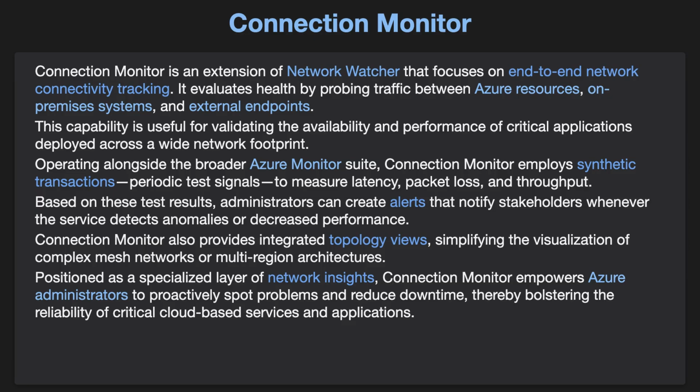Based on these test results, administrators can create alerts that notify stakeholders whenever the service detects anomalies or decreased performance. Connection Monitor also provides integrated topology views, simplifying the visualization of complex mesh networks or multi-region architectures. Positioned as a specialized layer of network insights, Connection Monitor empowers Azure administrators to proactively spot problems and reduce downtime, thereby bolstering the reliability of critical cloud-based services and applications.